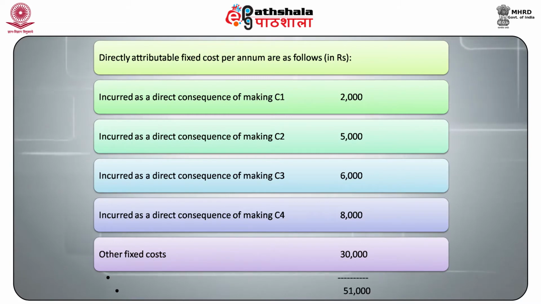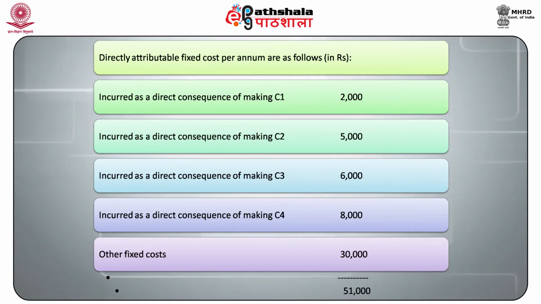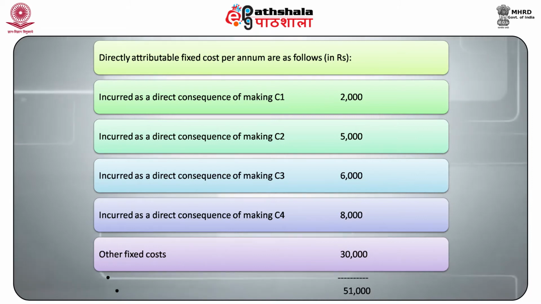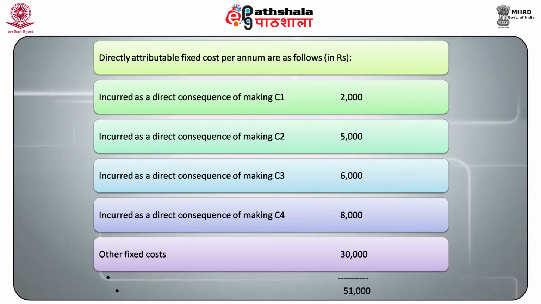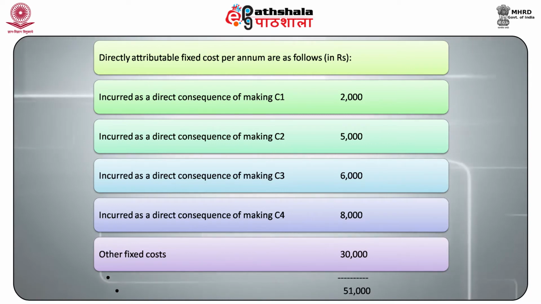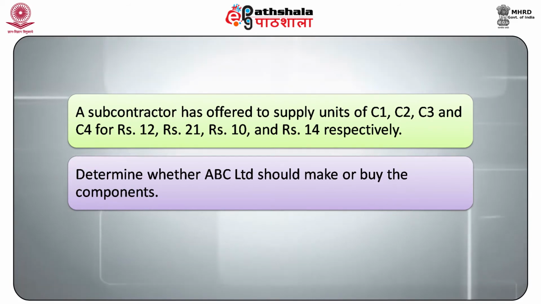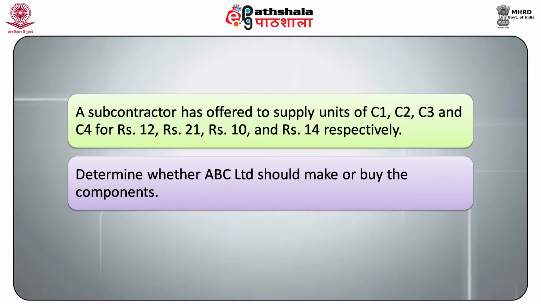Directly attributable fixed costs per annum are as follows: incurred as a direct consequence of making C1, 2000; incurred as a direct consequence of making C2, 5000; incurred as a direct consequence of making C3, 6000; incurred as a direct consequence of making C4, 8000. The other fixed costs are 30,000. The total is 51,000. A subcontractor has offered to supply the units of C1, C2, C3, and C4 for rupees 12, rupees 21, rupees 10, and rupees 14, respectively. We need to determine whether ABC Limited should make or buy the components.